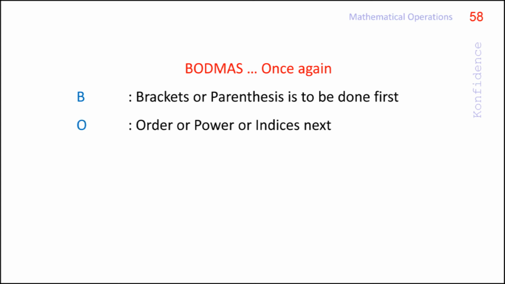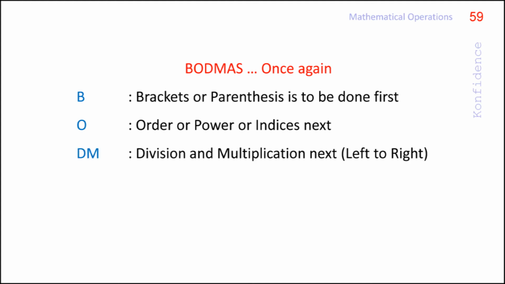The next thing that takes precedence is the order or the power. It can be squaring, cubing, finding the square root, etc. These are the indices-based operations. These have to be done before doing operations like division, multiplication, addition, or subtraction. Division and multiplication should be done next. Here, it should be noted that multiplication and division are ranked equally. That is, there is no preference to one over the other.